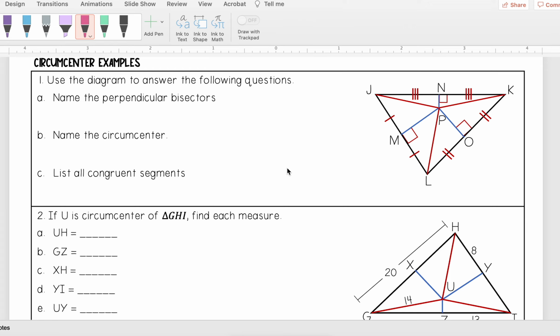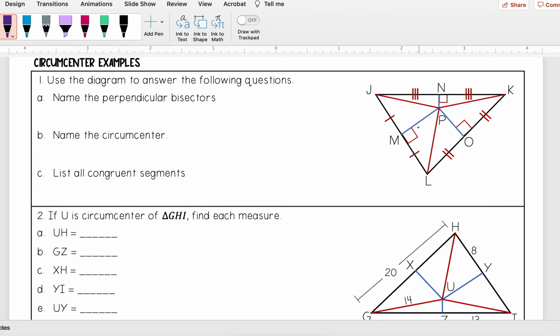In this video, we're going to be looking at some examples of using the circumcenter and its properties. For number one, I'll use a diagram to answer the following questions. I see here I have this triangle JKL, and I have this point P in the middle. I see that I do have perpendicular bisectors that are all intersecting at this point P.